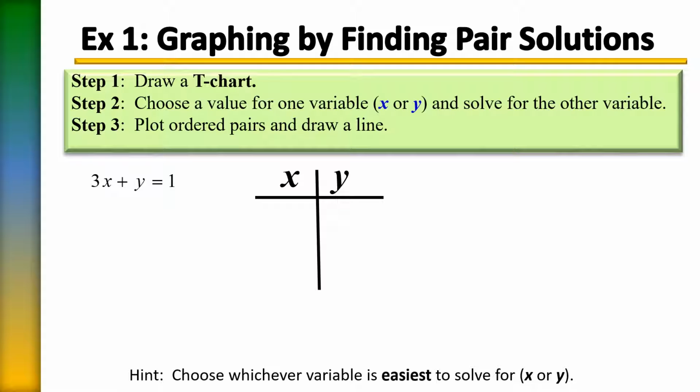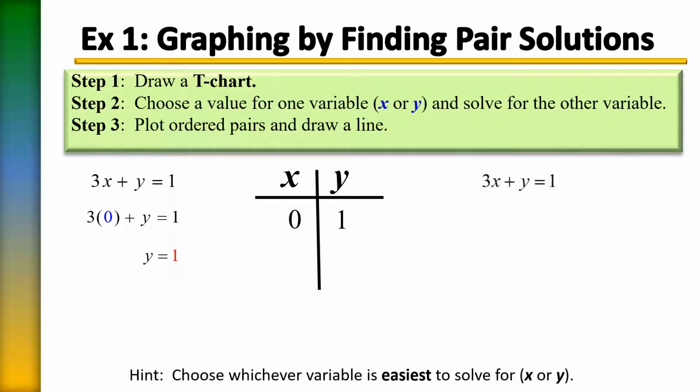So let's get started. The first value that I'm going to choose is 0 for x. So I'm going to remove the x and replace it with 0. When I do that, you can clearly see what y is, because any number times 0 is 0. That's gone. So all you have left is y equals 1. So that means when you put in a 0 for x, what you get out for y is a 1. So my ordered pair is 0, 1.